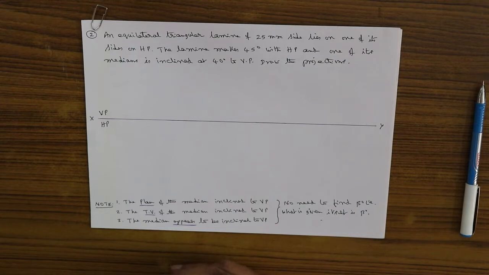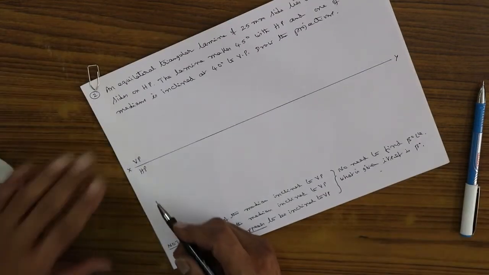The data is quite similar to the previous problem, wherein the initial figure and the first step, where they had 60 degrees in the first problem, now it is 45 degrees. I will repeat those two figures, then explain how the median is inclined to VP at 40 degrees. We'll proceed to draw the answer.